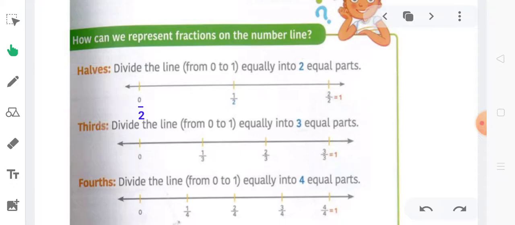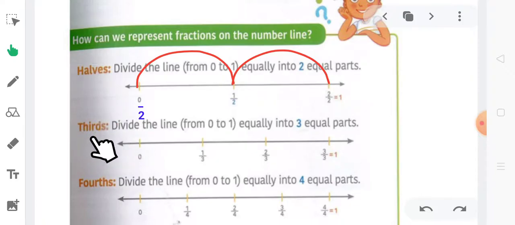Okay, then what will you do? We have 2 equal parts. So we have 2 jumps. The first jump, then the second jump. Each jump contains, or represents, a half. Okay, this is the first half. The second half makes 1. Okay, so 0 over 2, then 1 over 2, then 2 over 2, that's equal to 1. Okay, let's see the next.